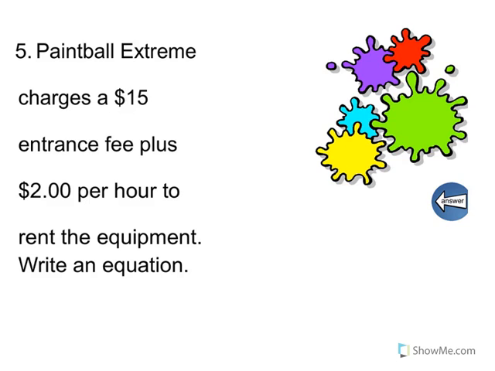Given a real-world situation, such as the following situation, where Paintball Extreme charges a $15 entrance fee plus $2 per hour. We want to write this equation in slope-intercept form. This is a linear relationship because we have a rate of change, which is $2 per hour, so we know it's linear. So if I'm writing a slope-intercept equation, remember that we need two things. We need the slope and we need the y-intercept.